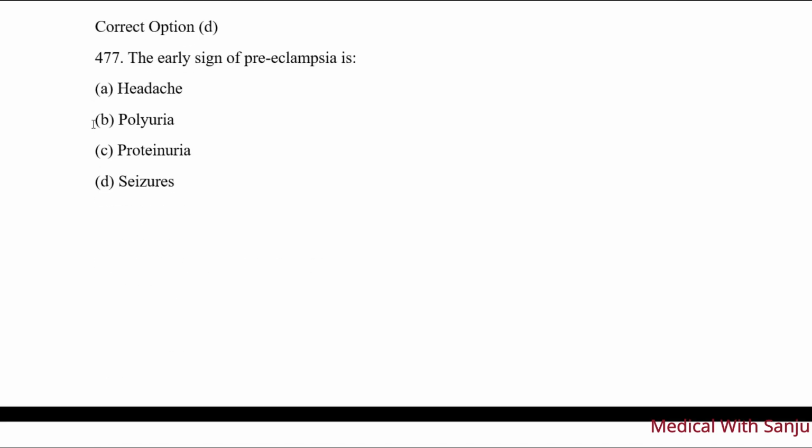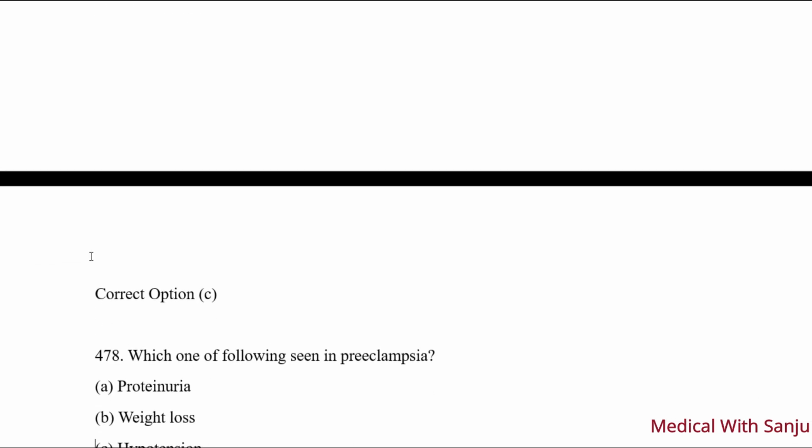Question number 477. The early sign of preeclampsia is option A headache, option B polyuria, option C proteinuria, and option D seizure. Proteinuria. Option C is right answer.